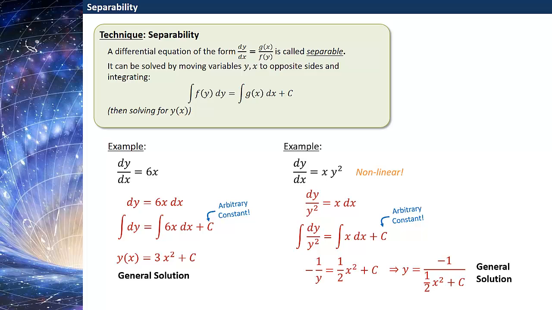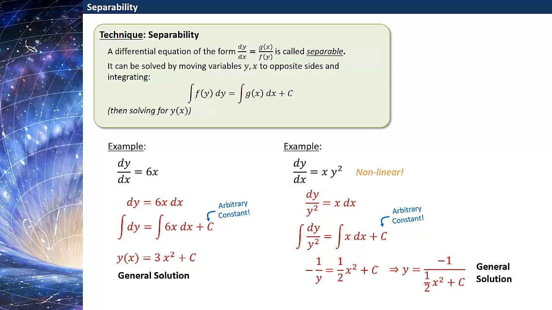When I do the integrals on the left-hand side, I get minus 1 over y. On the right-hand side, I get 1/2 x squared, and then there's still a plus c floating around over there. And so now I can solve for y(x). I have to do a bit of algebra in order to solve for y(x). Fortunately, in this case, the algebra is not too bad. Sometimes that algebra can be a little nasty. But ultimately, I find my solution is y(x) is equal to minus 1 over (1/2 x squared plus c). This has an arbitrary constant floating around, and so this is a general solution.